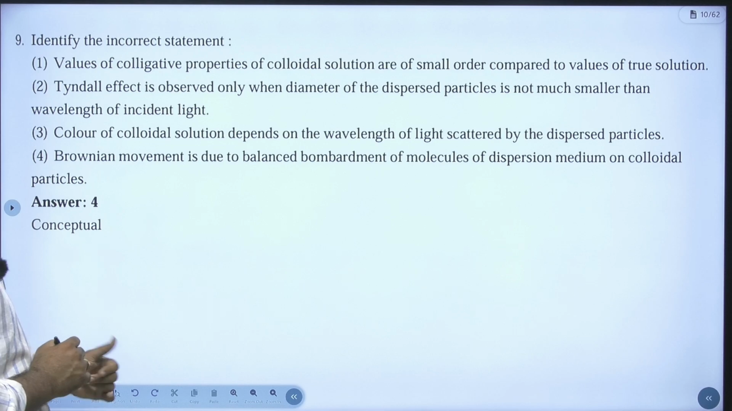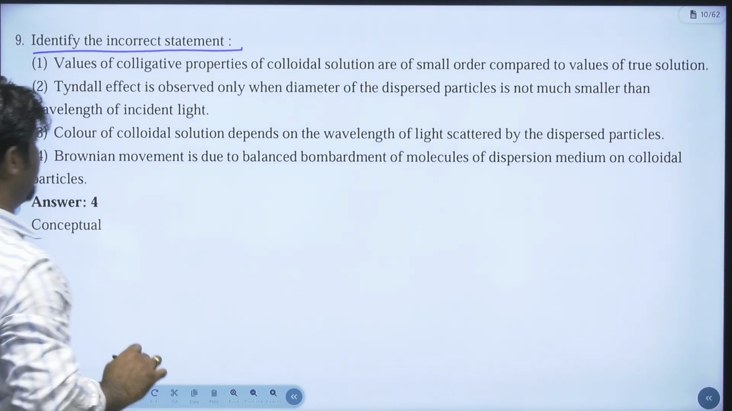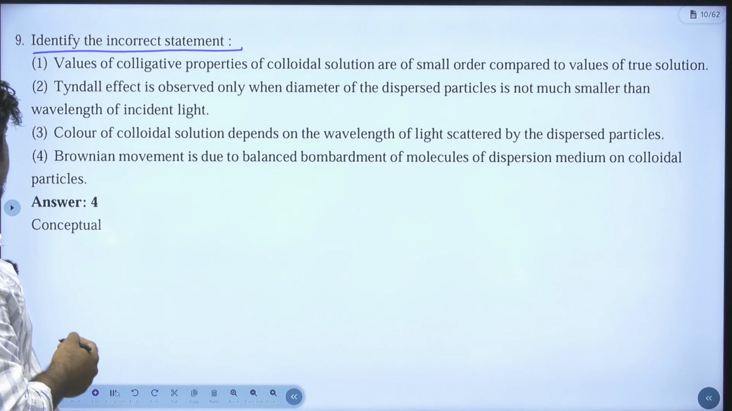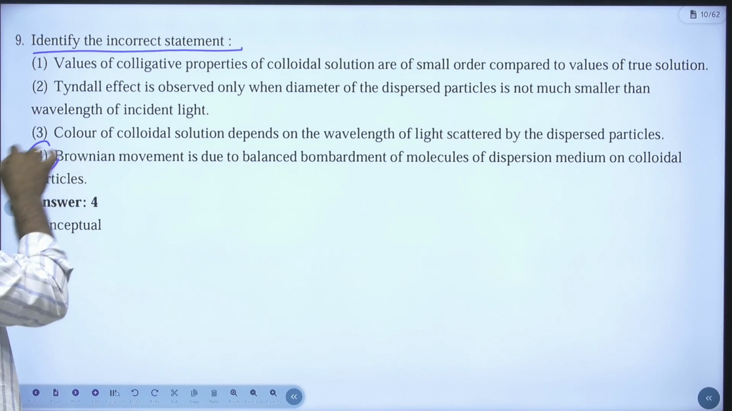Go to the next question. Identify the incorrect statement. This question is from the deleted portion, that is surface chemistry. Among the four options, the incorrect statement is the fourth option.